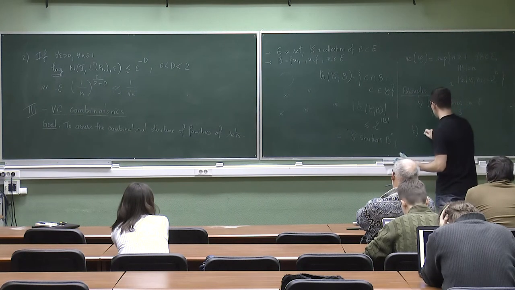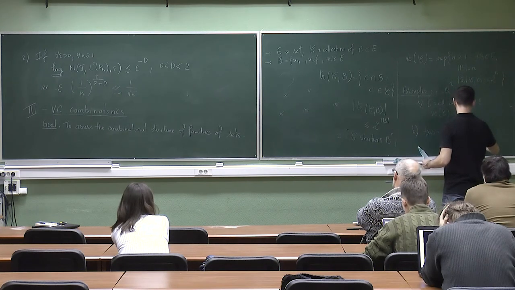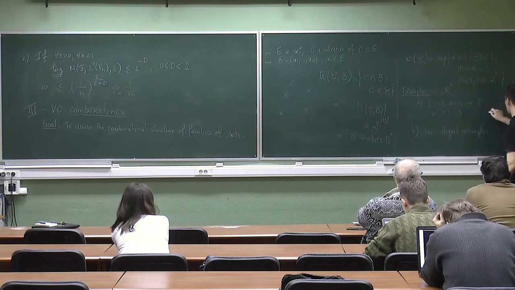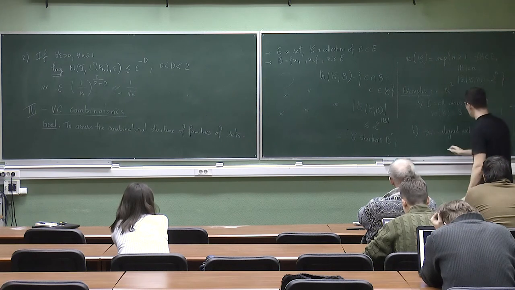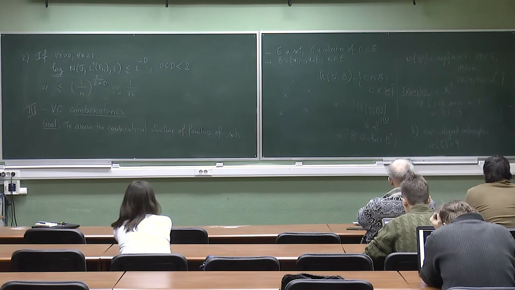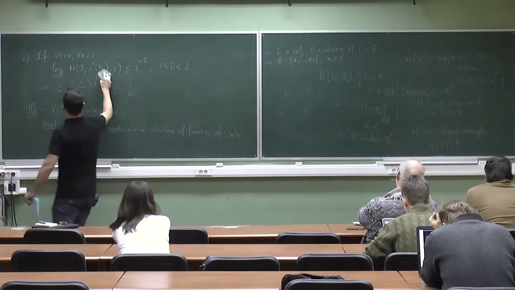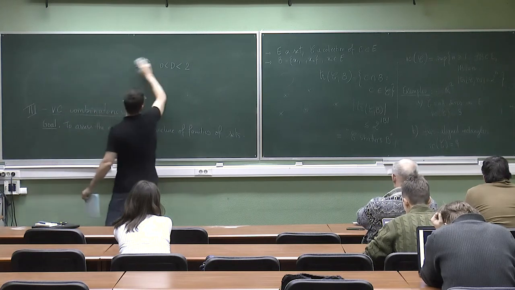More examples. If you take axis aligned rectangles, these are the guys which are like this, with arbitrary height and width, then the VC dimension of C is going to be equal to 4. Okay, so let's try to do this example to see why this is the case, to get familiarized with this notion of Vapnik Chervonenkis dimension.